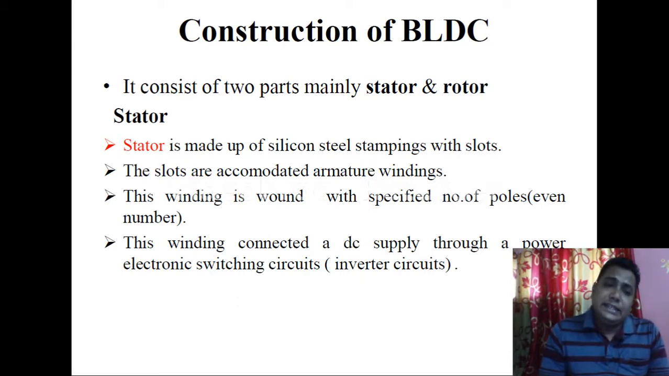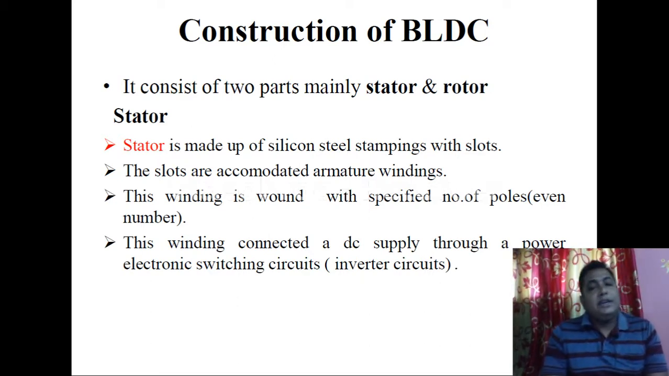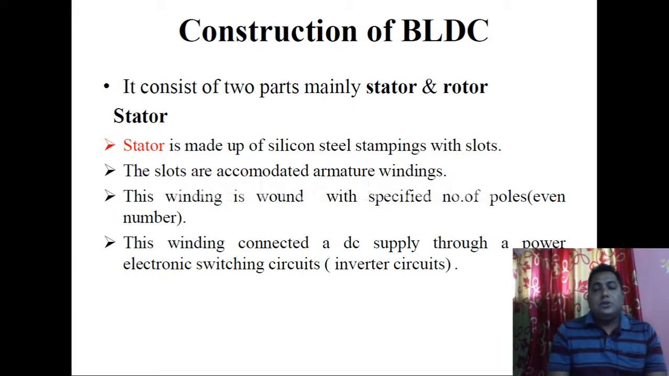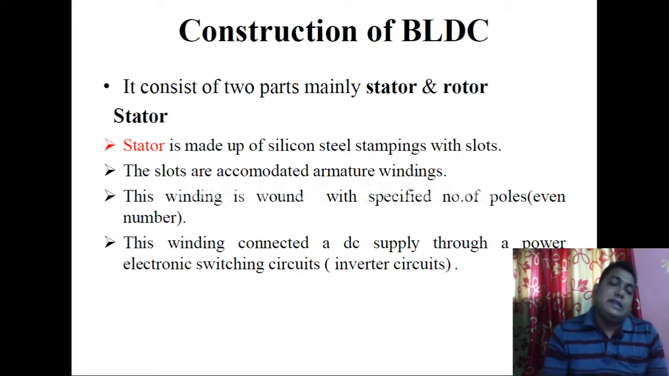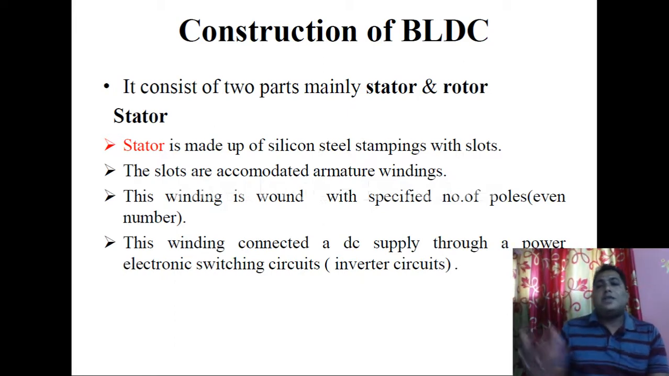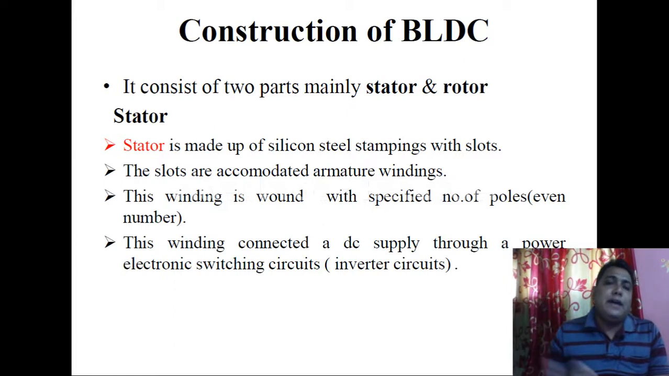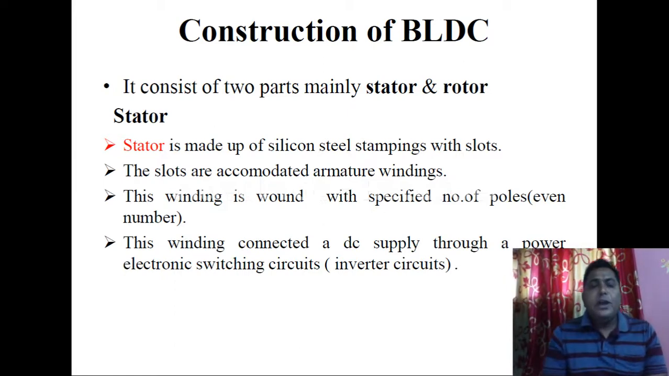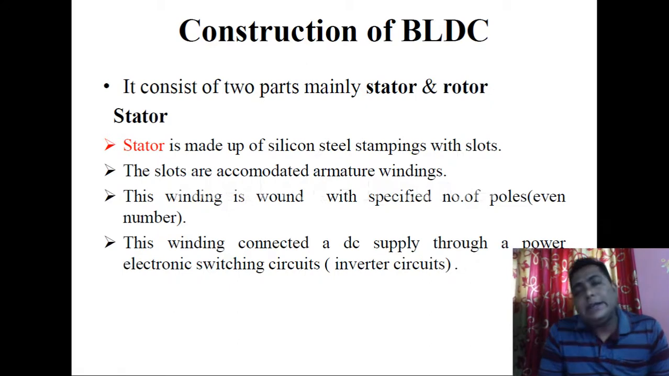So what is the stator? The stator is made up of silicon steel stamping with slots. The slots accommodate the armature winding. This winding is wound for a specified number of poles. In the stator section we have some slots, and those slots are actually the poles. Over those poles we have the field winding. And we know that we have to consider an even number of poles, otherwise no magnetic field will be generated.